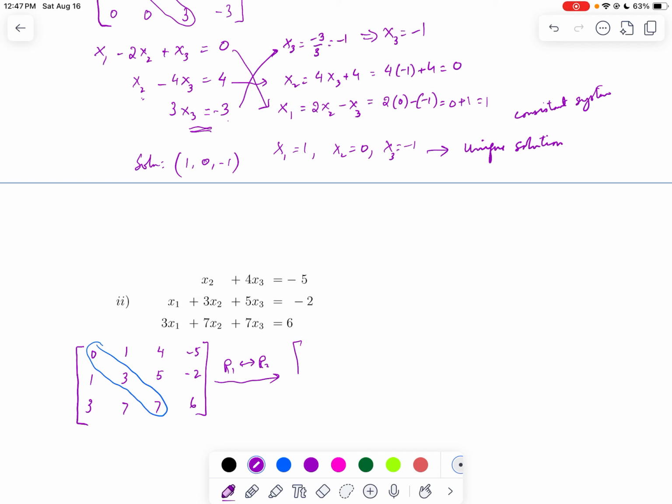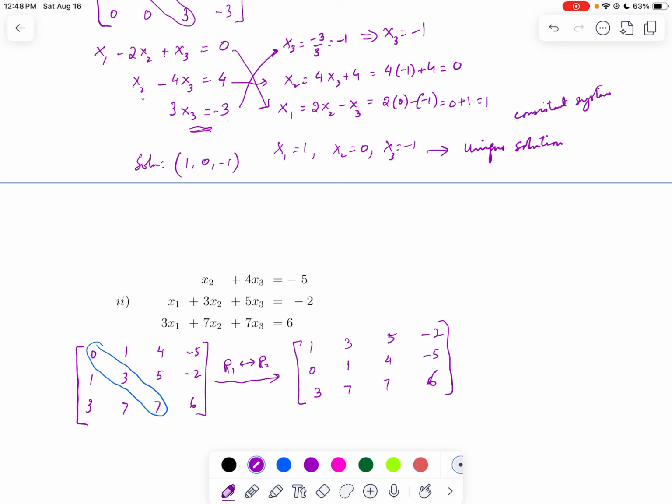We are swapping or interchanging the first and second row. So the second row is 1, 3, 5, -2. That becomes the first row. And the first row becomes the second row. The third row stays as it is.